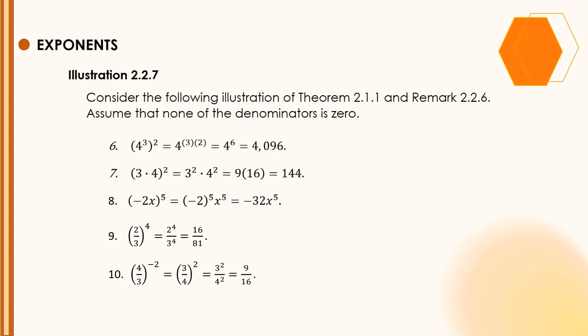Number 11 is 2 to the power of negative 3 over 3 to the power of negative 3. Gamit ang Remark 2.2.6 number 1, baliktarin natin ang fraction at tanggalin ang negative exponents. So, we have 3 cube over 2 cube. 3 cube is equal to 27. 2 cube is equal to 8. So, we have 27 over 8.